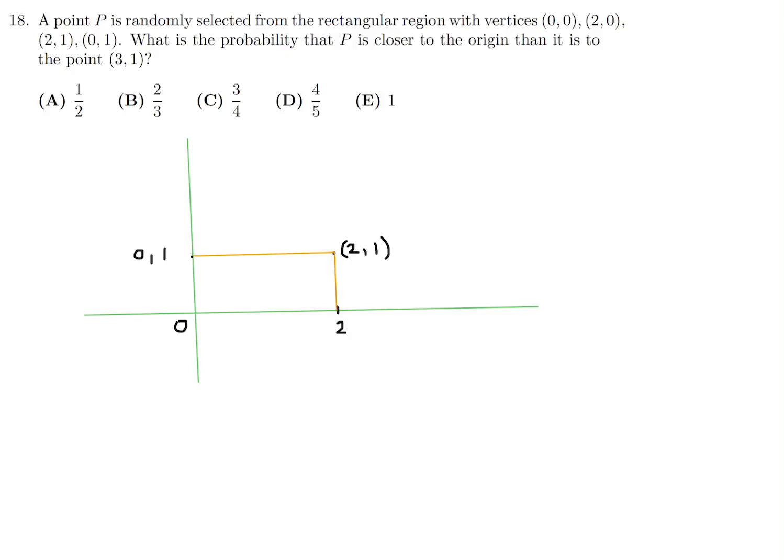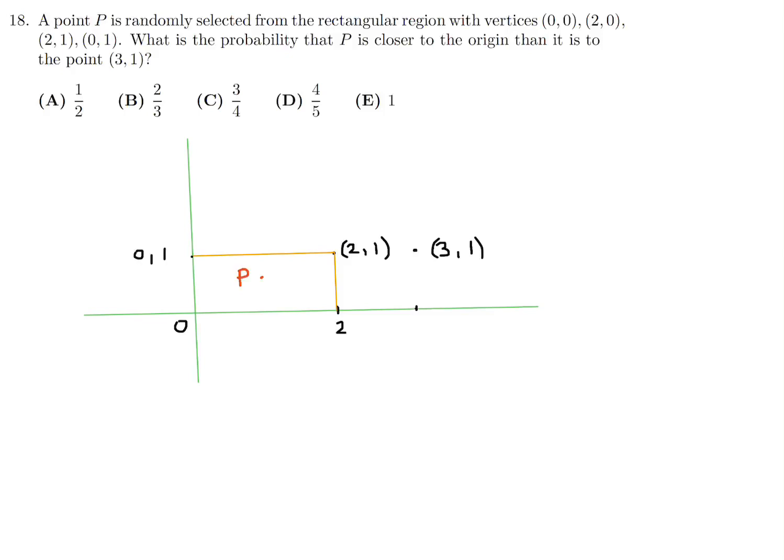And they're saying that they want you to assign a point somewhere in here. So let's say here, P. And the point P is closer to the origin than it is to point (3, 1). So where's (3, 1)? (3, 1) will be approximately here. This is (3, 1).